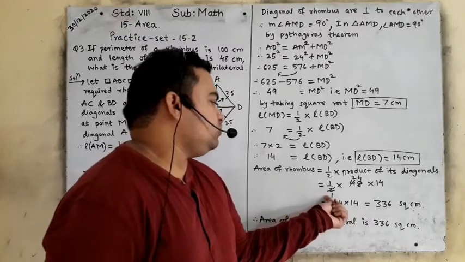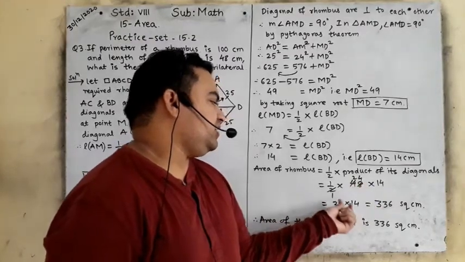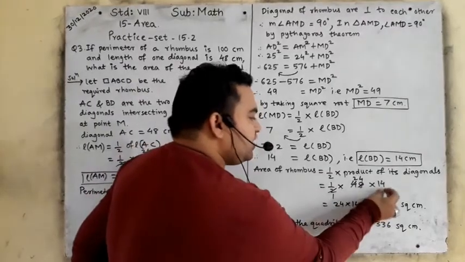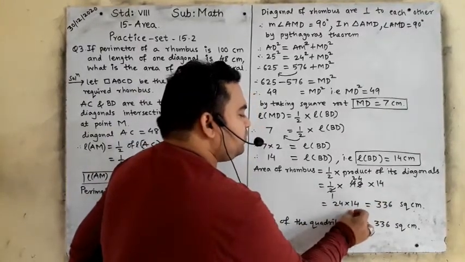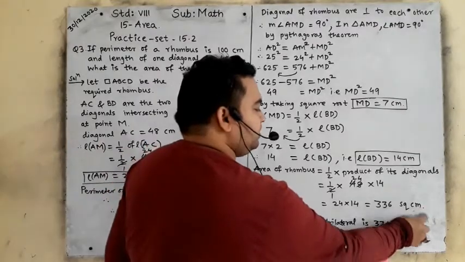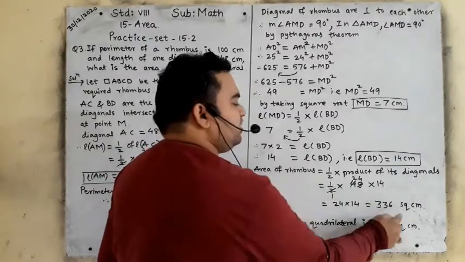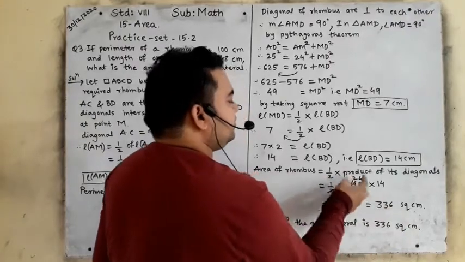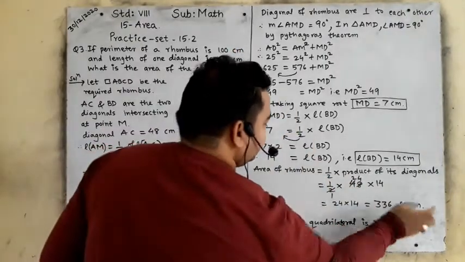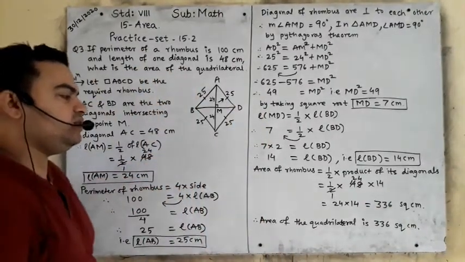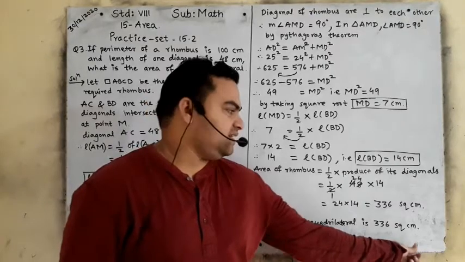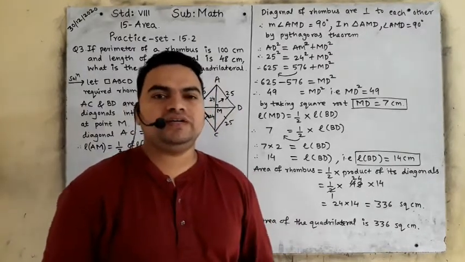See, 2 ones are 2, 2 twos are 4, 2 fours are 8. So it is 24 multiplied by 14. From here 24 is left, from here 14 came. So 24 times 14 is 336 square centimeter. You are finding area, therefore we will use square, and the length is given in centimeter, so we will write square centimeter. Therefore the area of the quadrilateral is 336 square centimeter. I hope you understood this.